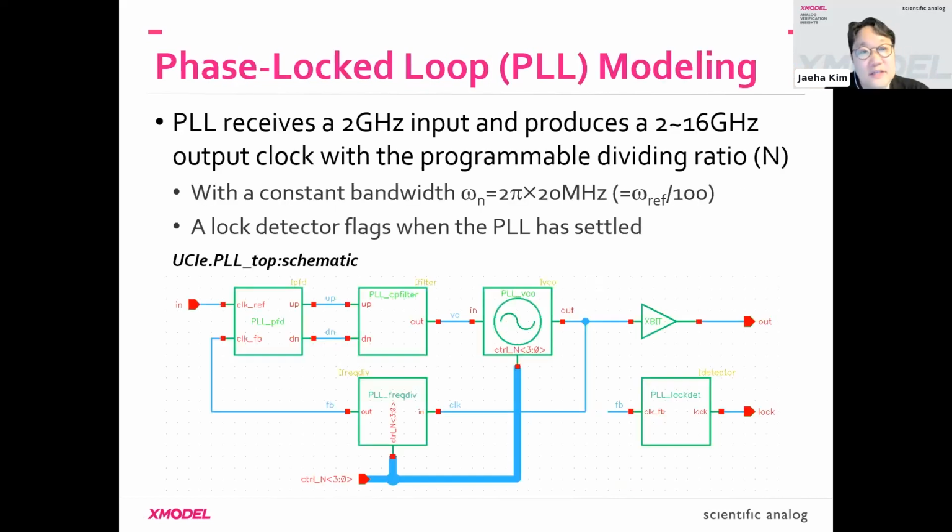The first one is the phase lock loop. As I said, this is basically a feedback loop made of a component called phase frequency detector, charge pump, filter, VCO, and a frequency divider to take a 2 gigahertz input clock and produce an output clock ranging from 2 to 16 gigahertz, depending on the dividing factor for this frequency divider.